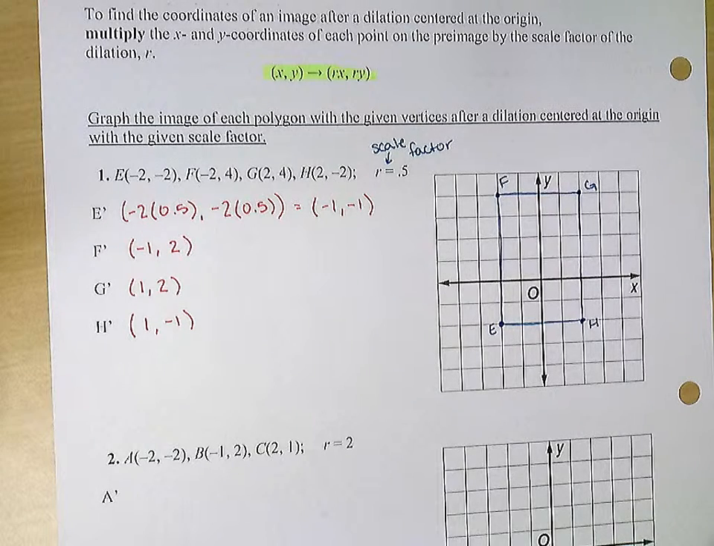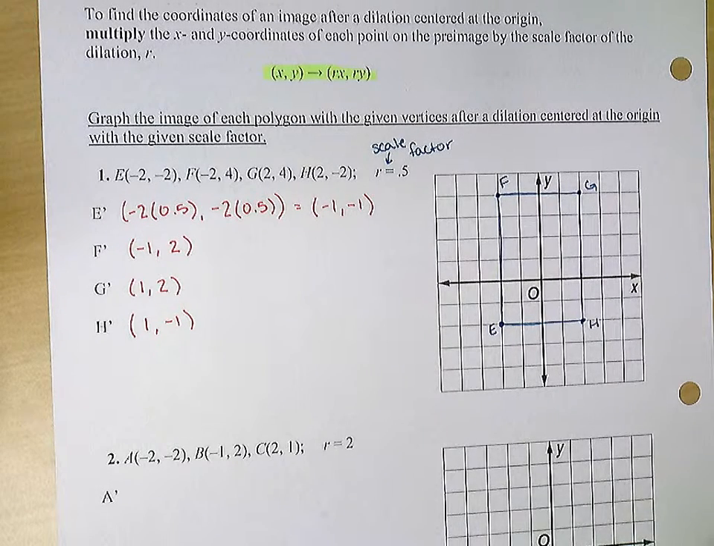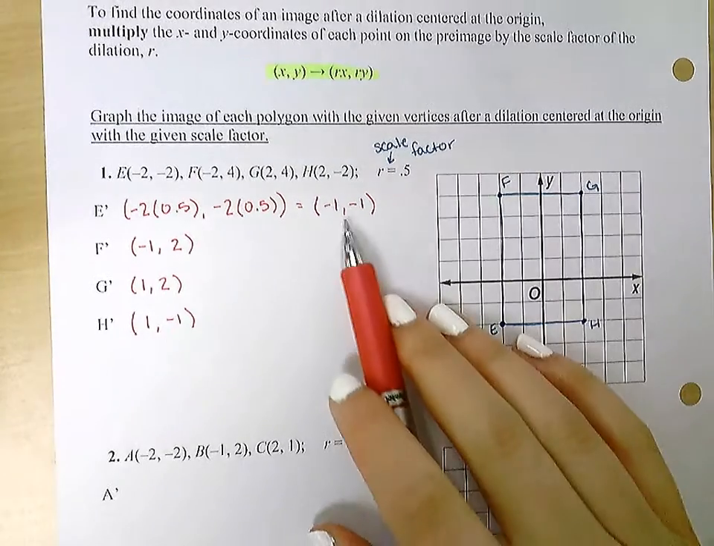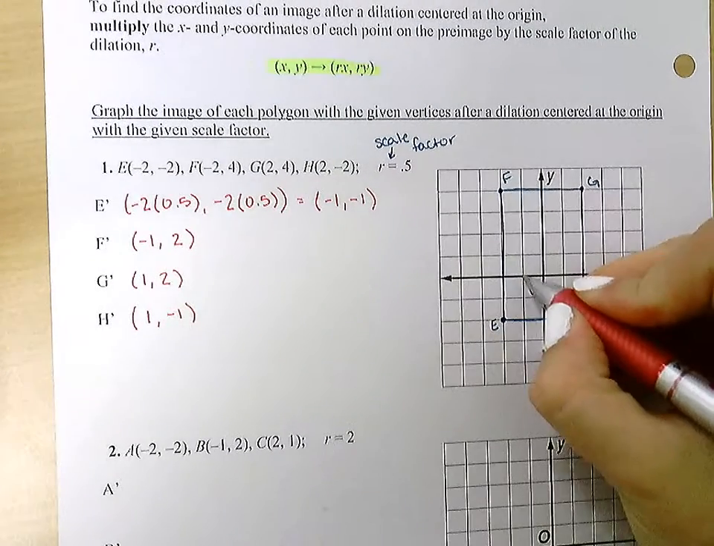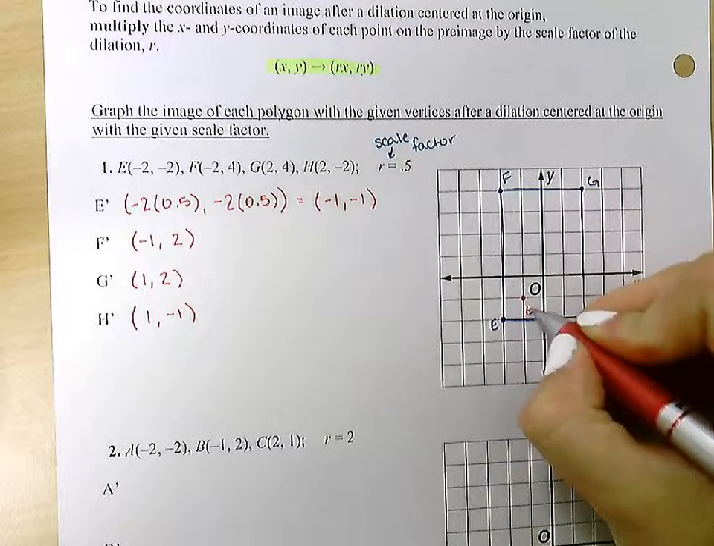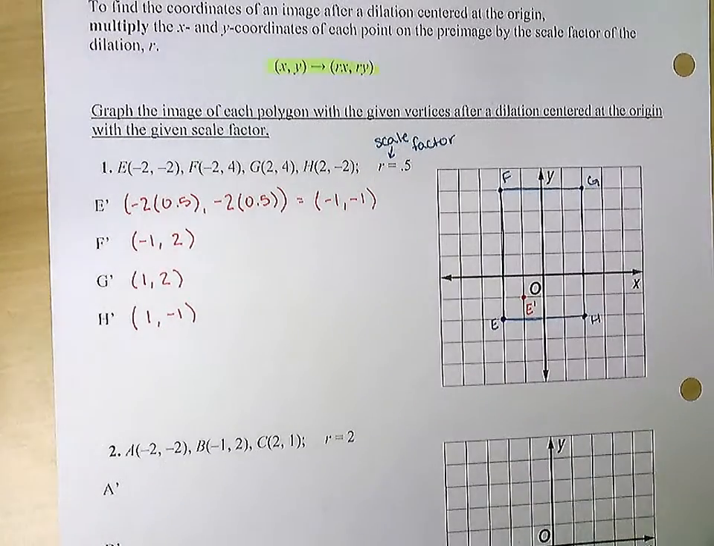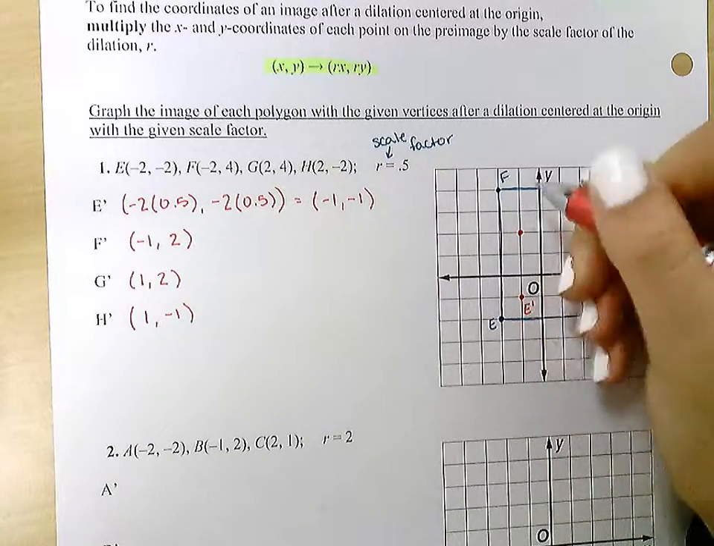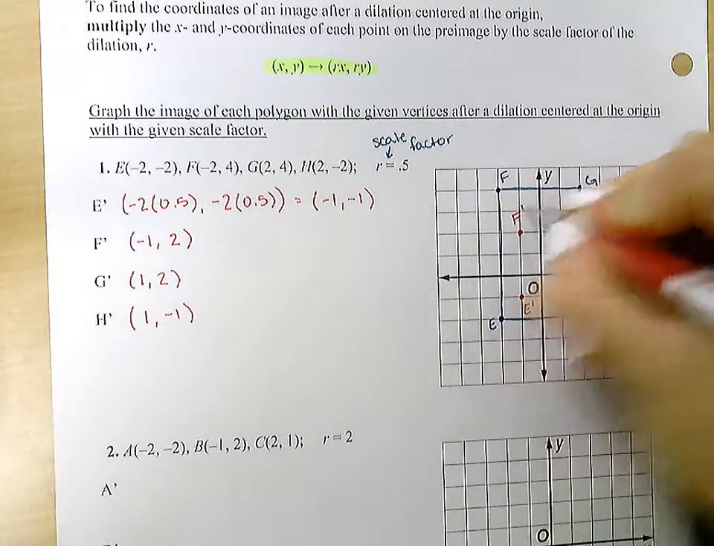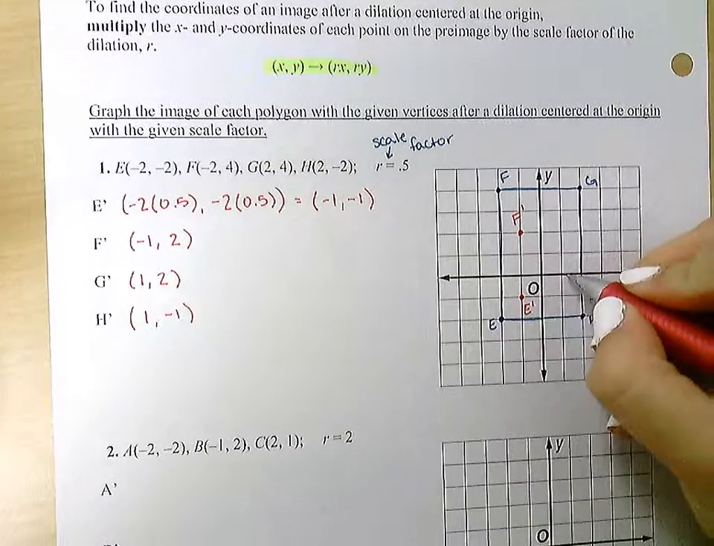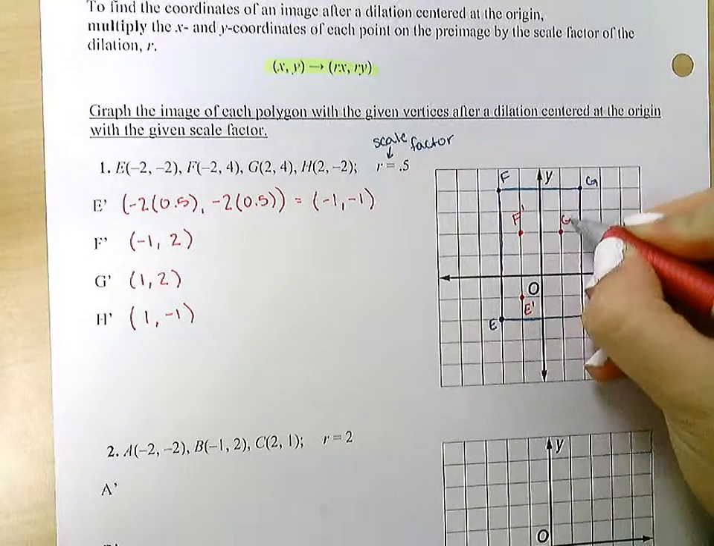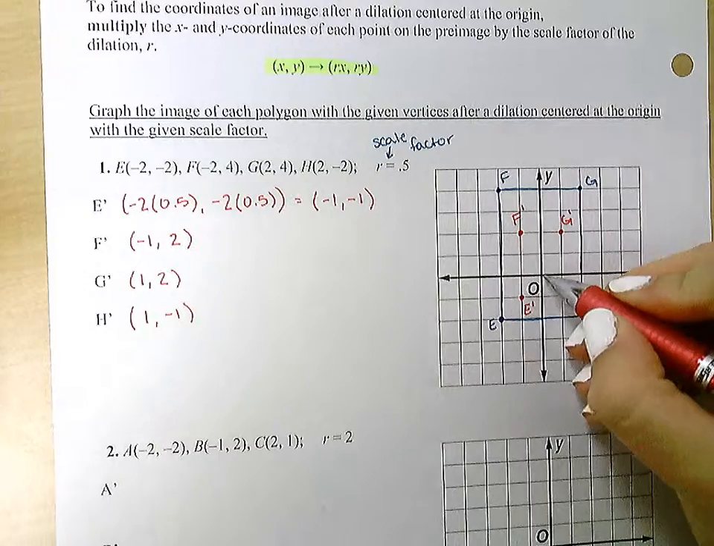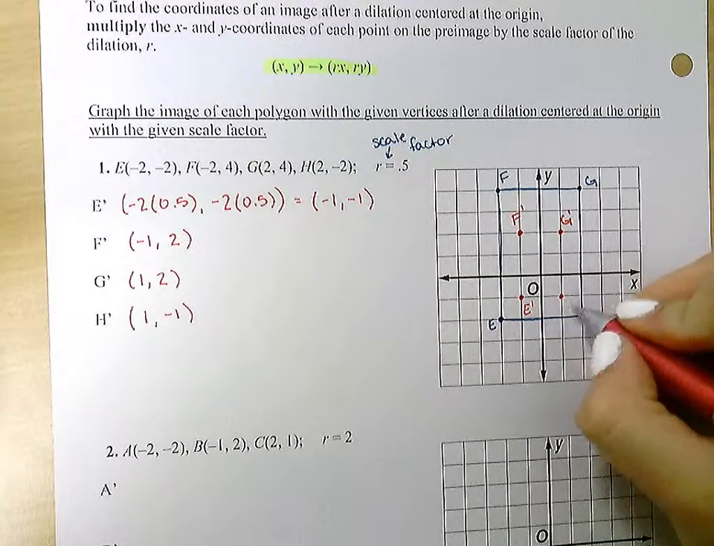Okay, so after I find each of those coordinates, I can just plot them on my graph. So I have -1, -1. That point is E prime. I have -1, +2. That's F prime. +1, +2 is G prime. And 1, -1 is H prime.